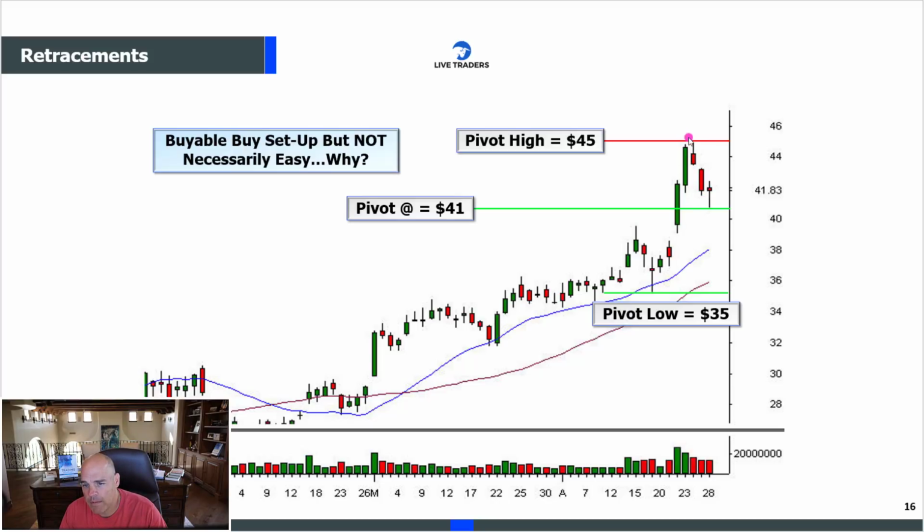But look at the pullback. You're looking at a pivot high of 45 and a pivot low at 35, give or take. It might even be 34. So you're sitting there and you're like, $10. The middle ground's about 40, but this one pulled back to like 41 and the entry's like 42. It's tough. Moving average is far away.